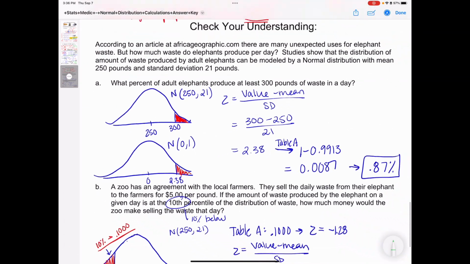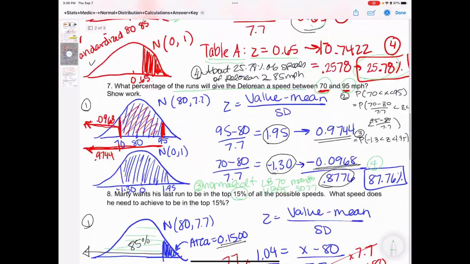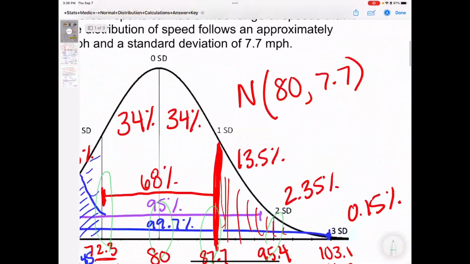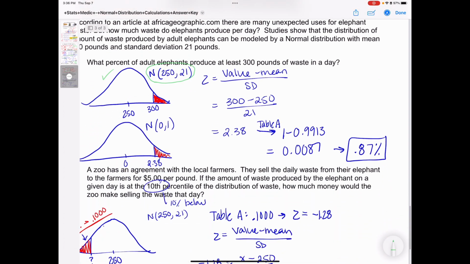All right, what percent of adult elephants produce at least 300 pounds of waste in a day? So you have your model. Now notice if it's a new problem, you need to make sure you put the normal model. On these little ones, I didn't, because we did it originally in our original model. Since this is a new model, I put the mean, I put the standard deviation, or excuse me, I put the value, and I put the area that I'm either trying to find or I already know when I'm trying to find a value.